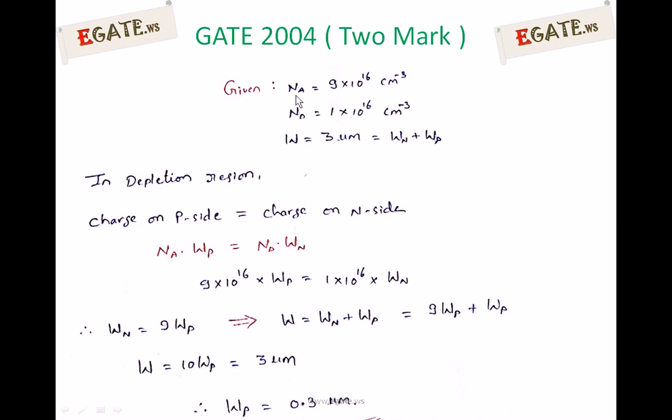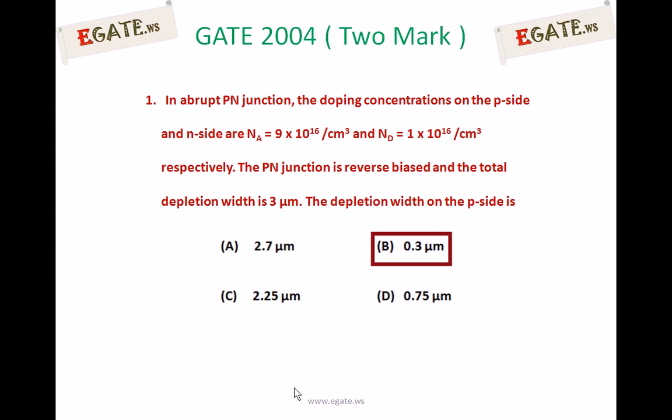Look at this question: Na is heavily doped compared to Nd. Na is 9 times more than Nd, so the P side is heavily doped. That's why the width on the P side is very small, whereas the width of the depletion region on the N side is very large. The width on the P side is 0.3 micrometers out of a total of 3 micrometer, so the width on the N side is 3 minus 0.3, that is 2.7 micrometers. Always, the depletion region penetrates more into the lightly doped side than the heavily doped side. So for the given question, the correct answer is 0.3 micrometers. The option is B. Thank you.